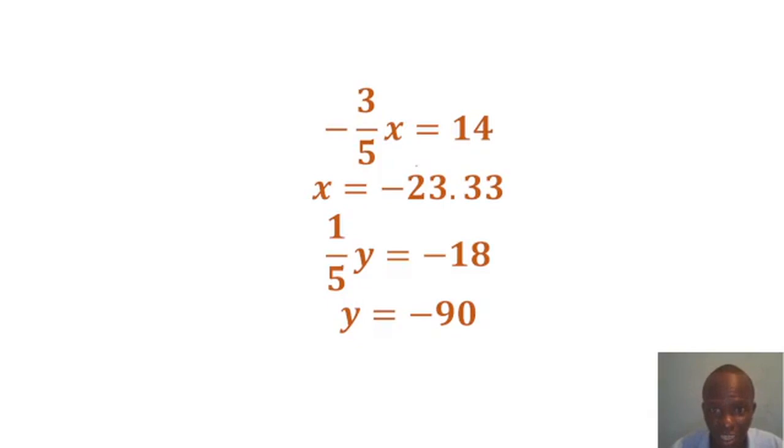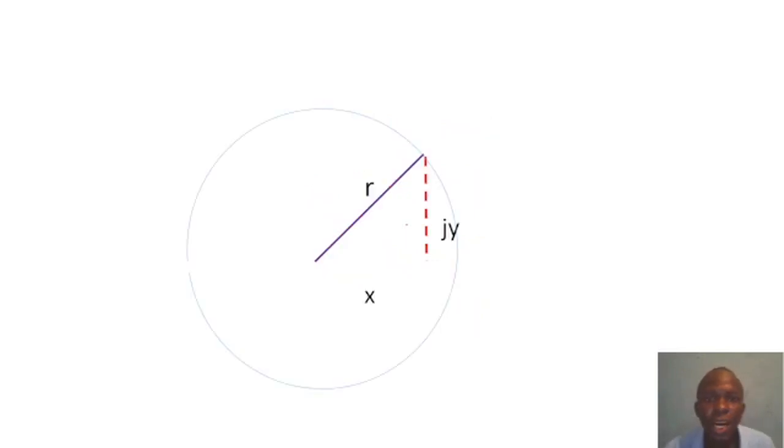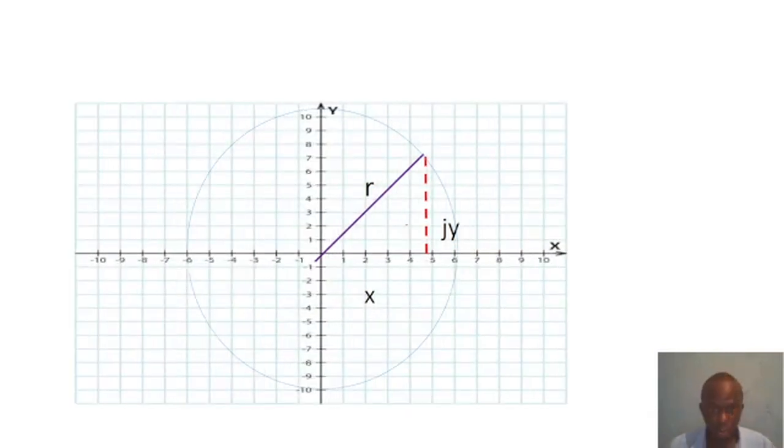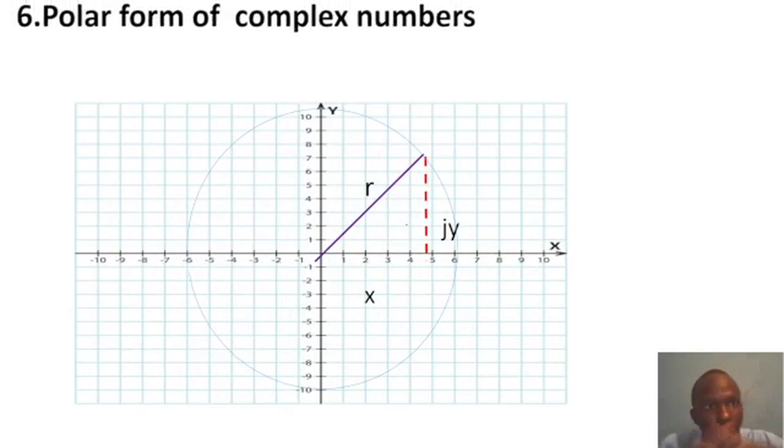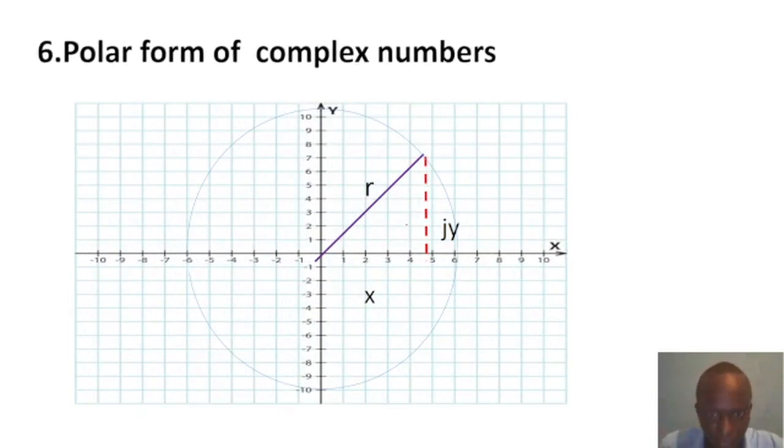Now let us see. Minus 1 over 3x is equal to 14, so the value of x is negative 23.33. 1 over 5y is equal to negative 18, y is negative 90. Now let us go to the next part, and this is the juicy part. And what are we talking about? We are talking about the polar form of complex numbers.